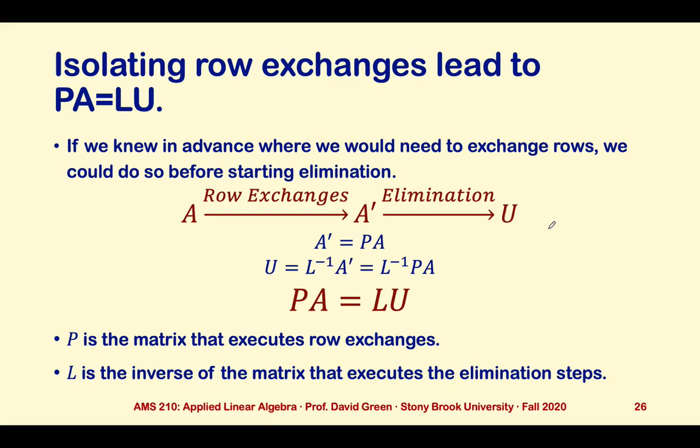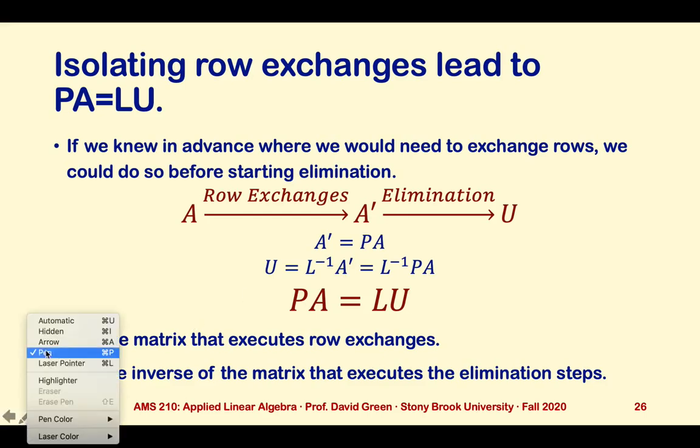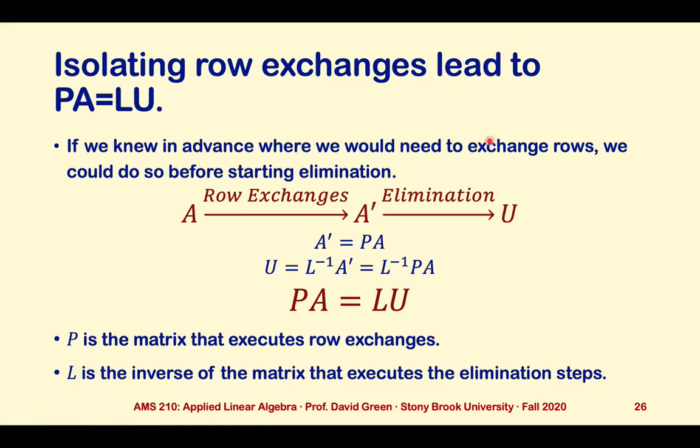Now that we have at least a way of expressing row exchanges in a matrix, we get the final piece we need. And this takes a little bit of a logical or intuitive step. If we knew in advance where we would need to exchange rows, it turns out that we could do those before we start. Right?